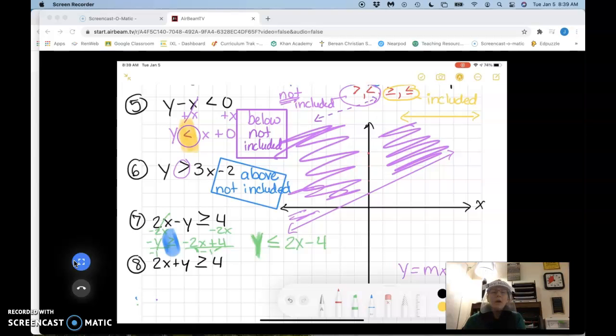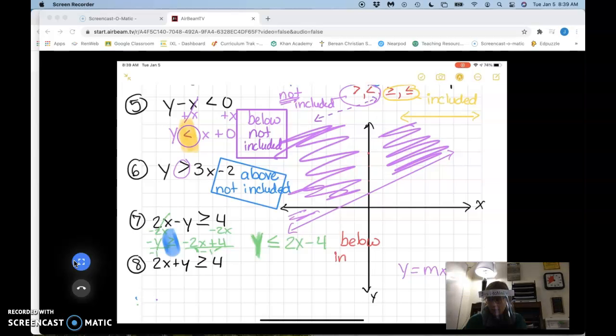So is it above or below the line, the shading? Below, good. It's less than, so it's below. And is it including the line or not including the line? Included, because it's less than or equal to. Look, Bradley, if it has this little thing under the inequality sign, then it's included. Right here.